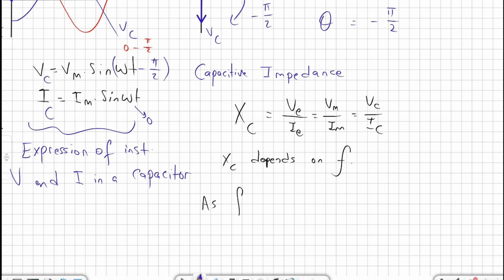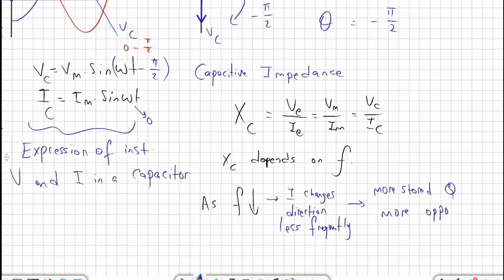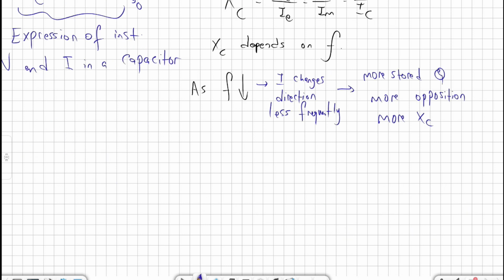But how? As frequency increases, the current changes direction less frequently. There will be more source charge across the capacitor. Lower frequency will give you more opposition because there will be more source charge. As a result, there will be more capacitive impedance. So we can say that capacitive impedance is inversely proportional to the frequency, and it is also inversely proportional to the capacitance of the capacitor. When we combine this information, we get 1 over omega C, which is equal to 1 over 2 pi f C.